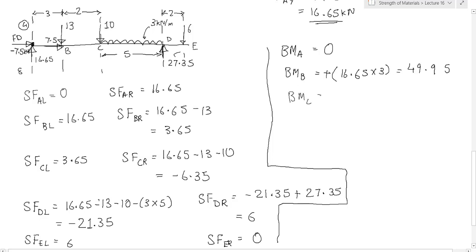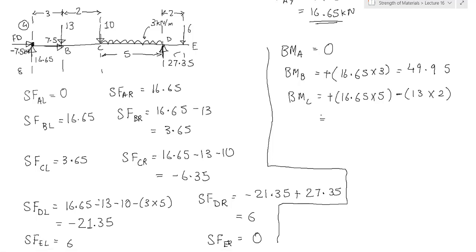Similarly, we can find out bending moment at C. What will be the bending moment at C? It will be plus 16.65 into 5 minus 13 into 2. So what will be the value? 16.65 into 3 minus 13 into 2, which is coming out to be 23.95 kilonewton meter. Both are kilonewton meter. This is also kilonewton meter.